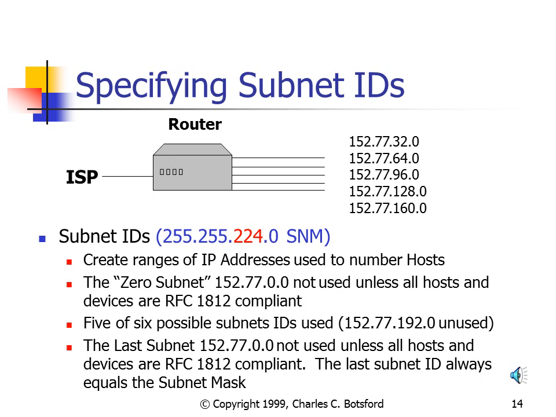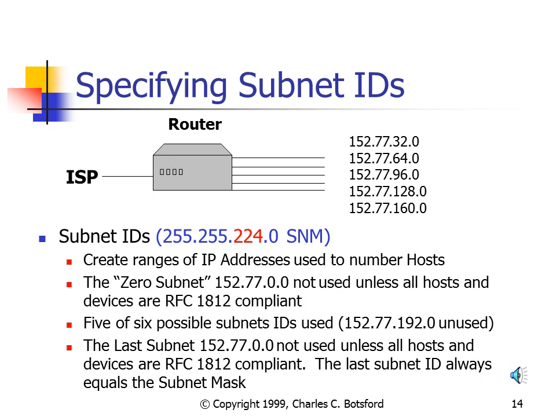In our example, we used a custom subnet mask of 255.255.224.0. Now that gave us 6 possible subnet IDs, and what we're going to do is use those to set up our numbering on our physical segments. So our first physical segment would have the subnet ID of 152.77.32.0. Next one 152.77.64.0, 96.0, 128.0, and 160.0.